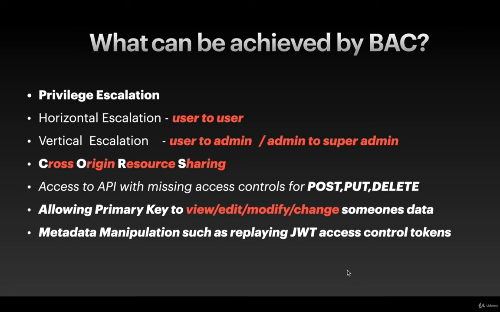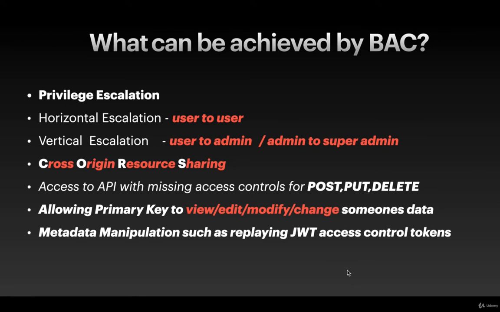So what can be achieved by BAC? Privilege escalation. Yes, we are able to do privilege escalation. Privilege escalation is of two types. The first type is horizontal escalation, which is user to user. A user is able to log in as any other user or is able to perform any task as any other user. Next is vertical escalation, which is where the user is able to do some tasks which are higher than the user, for example, an admin. So if a user is able to do a task of an admin, or an admin is able to do a task of a super admin, then this is vertical escalation.